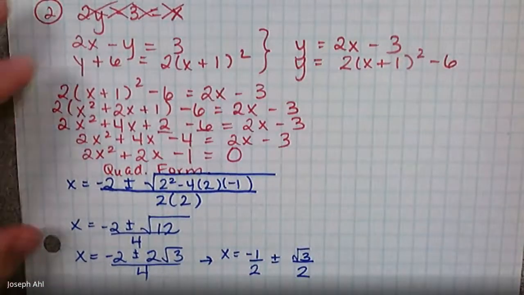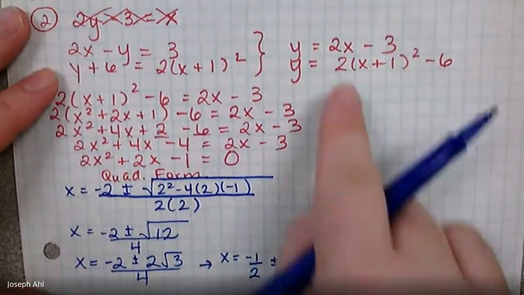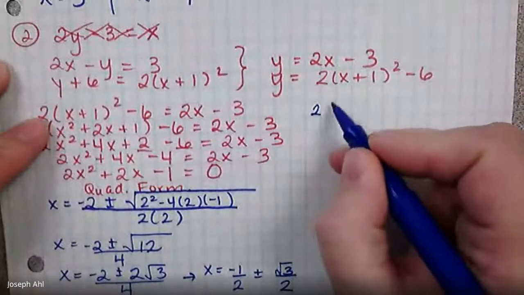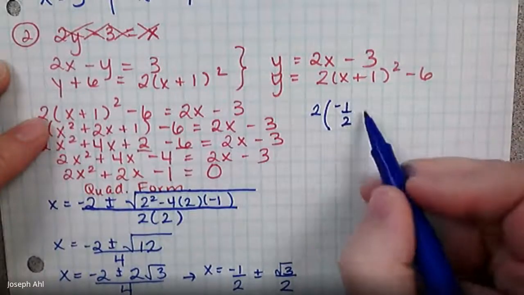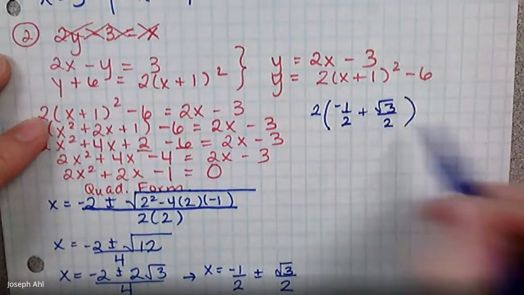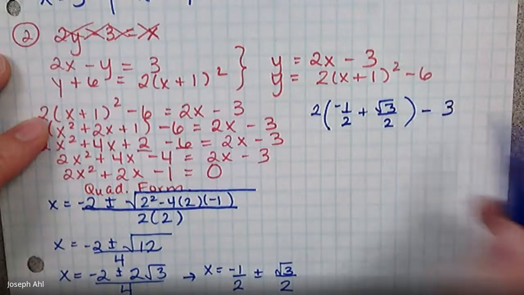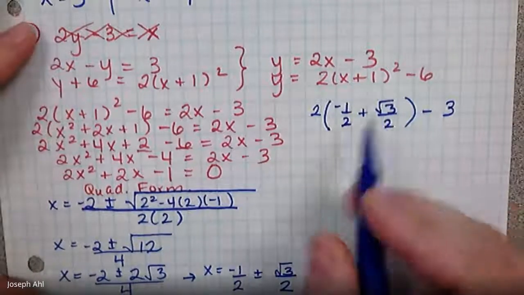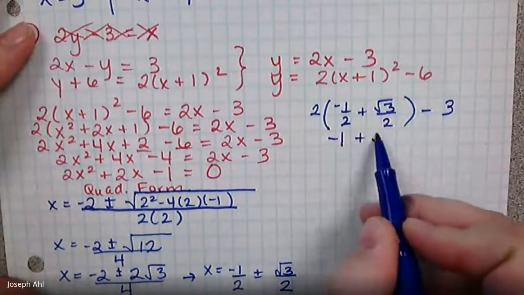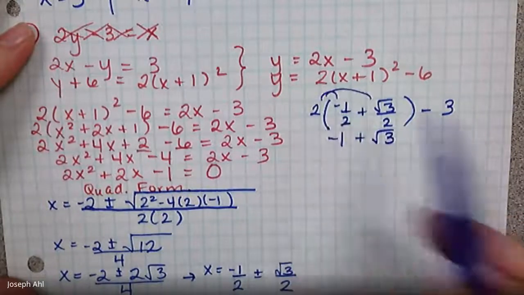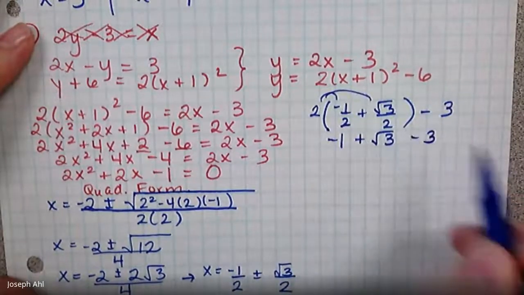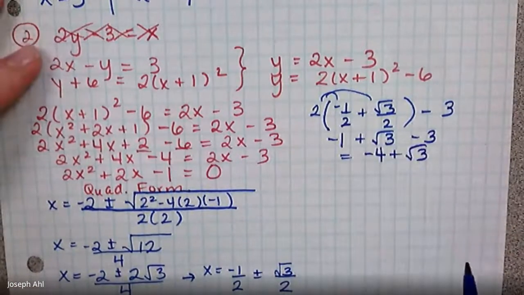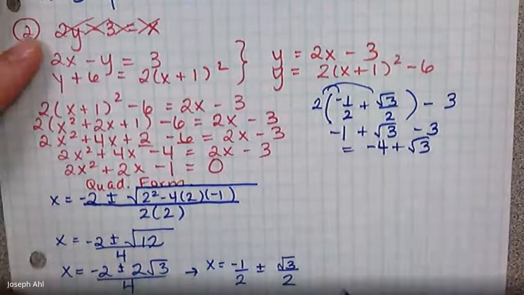So what we're going to wind up doing is if I take this and I plug it into the linear function, because I think that will be easier. 2 times -1/2 plus radical 3 over 2 and then minus 3 at the end. So that's one of the roots plugged in for x in the linear function. So that's going to be -1 plus radical 3, if I distribute that 2 in, minus this 3 over here. So one of the y values is -4 plus radical 3. It's the y value that goes with this value of x.